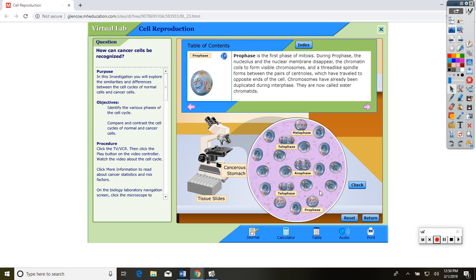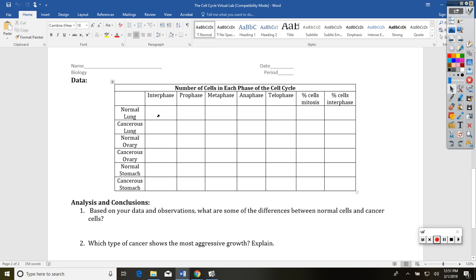So once you've put labels in each of the little boxes, you hit check. If it's right, it gives you that noise. If it's wrong, it kind of buzzes at you, and you can switch out for the correct labels. Now that you've checked it, you need to add up how many cells you have in each phase. So how many cells are in interphase, how many cells are in anaphase, how many are in metaphase, etc. Once you've counted however many cells you have, you're going to fill that in on your lab handout.